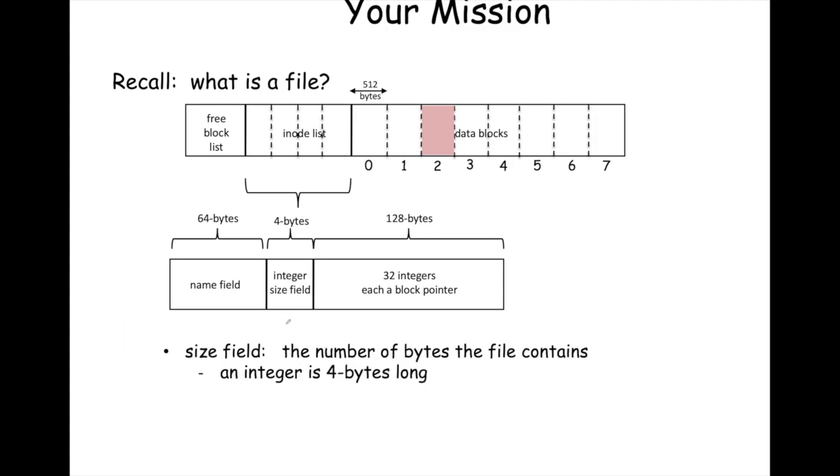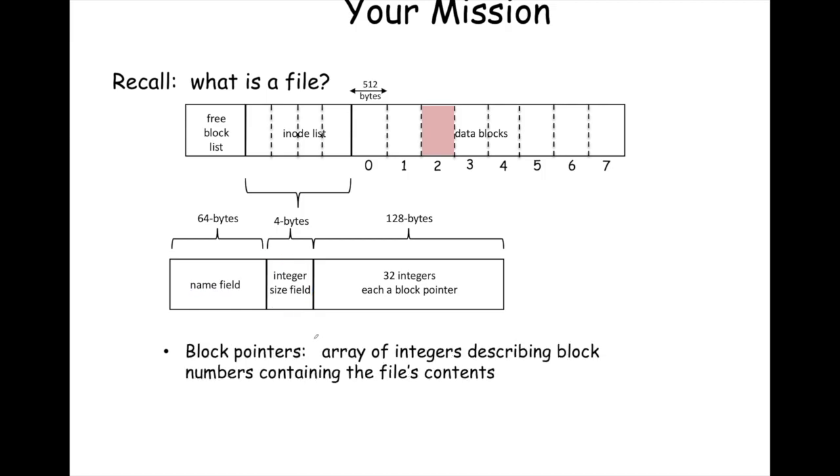Okay, so let's look at the size field. The number of bytes the file contains is stored in the integer, which is 4 bytes long, in this size field. An integer is 4 bytes long, so therefore this size field, the number of bytes stored in the file named by the name field, is going to be stored in this next position in the on-disk data structure inside of the inode. And then lastly, the block pointers are an array of integers, and these describe the block numbers containing the file's contents.